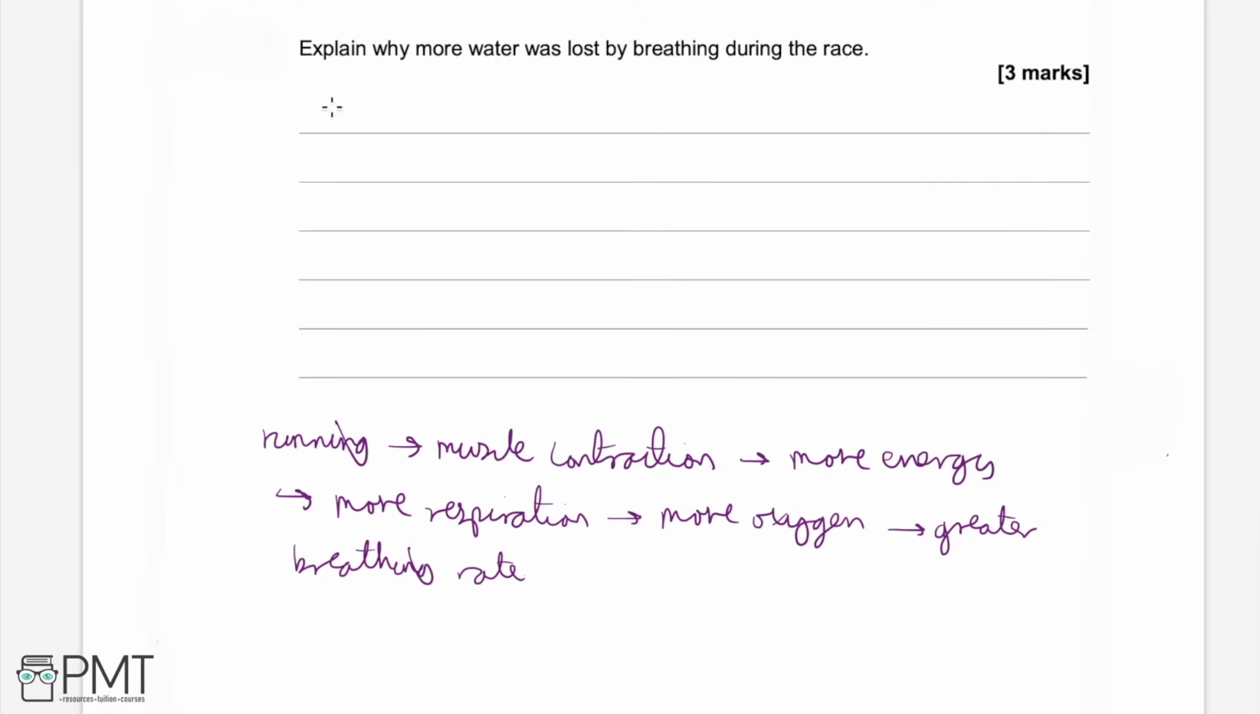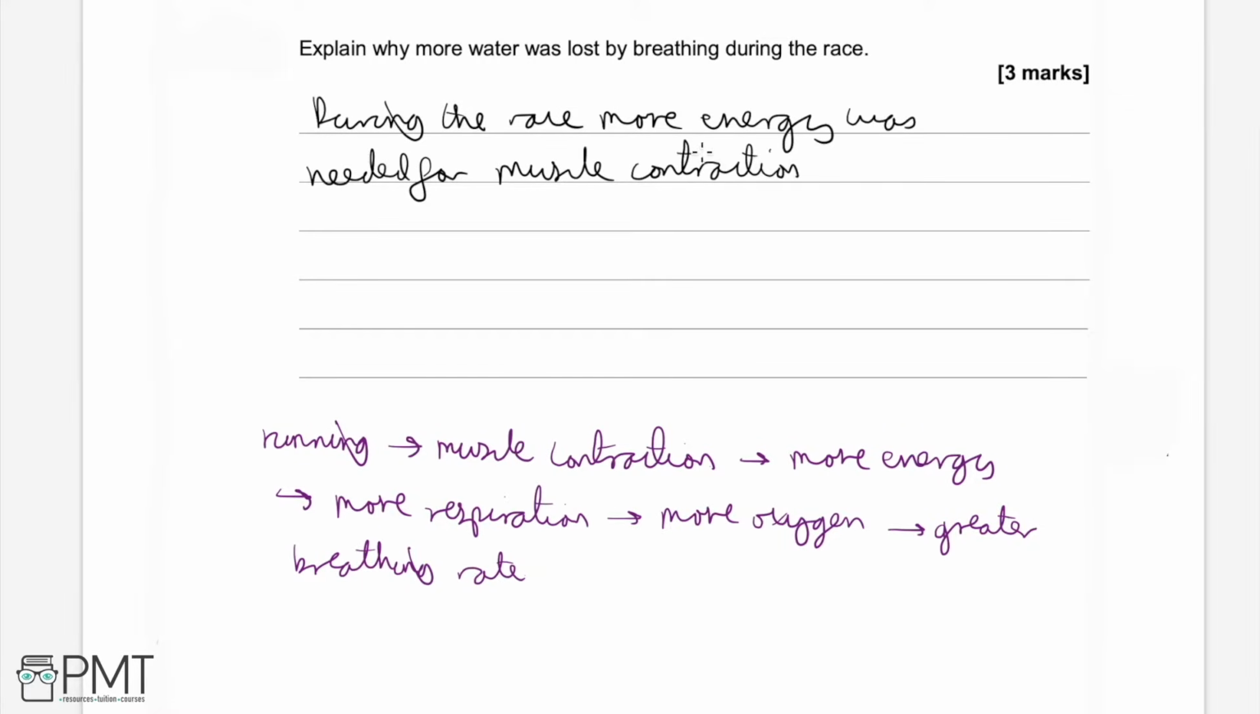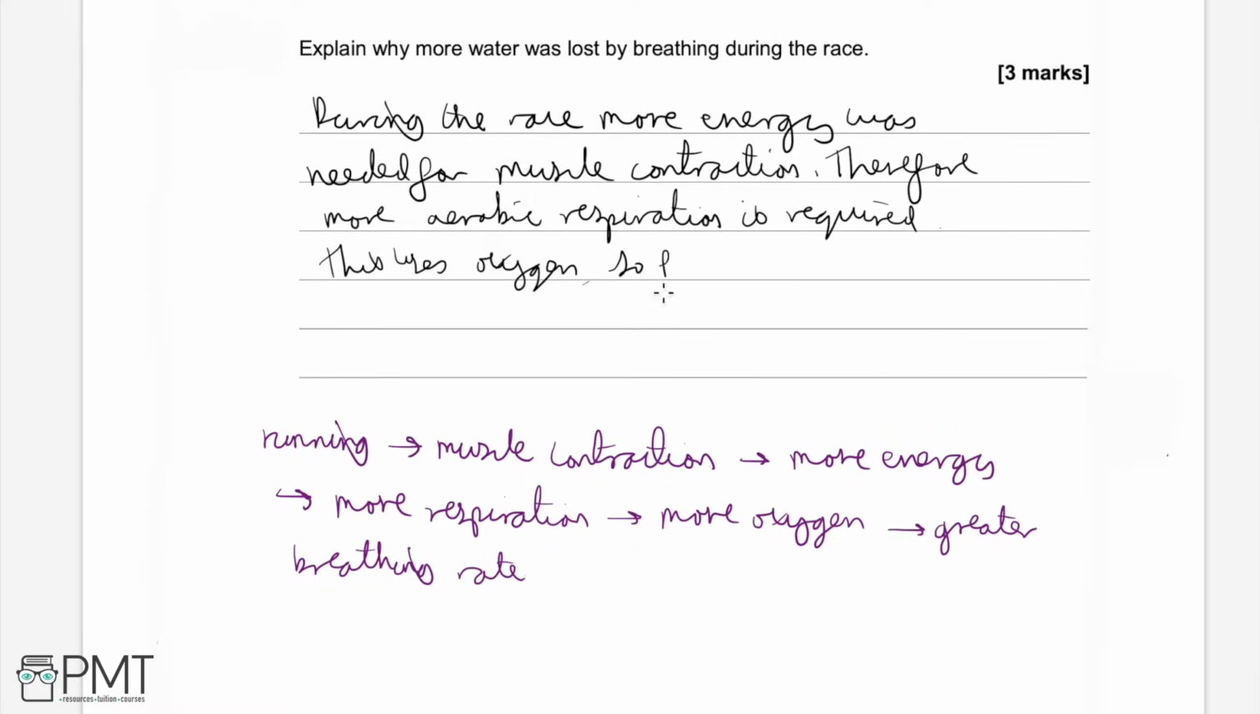Thus answering the question. During the race, more energy was needed for muscle contraction. Therefore, more aerobic respiration is required, since this is the process that produces energy for muscle contraction. This uses oxygen, so a faster breathing rate was necessary to take up more O2. The marks here come first of all from talking about more energy being needed, then for saying that aerobic respiration is required for this energy, and finally for saying that a faster breath rate is required to supply more O2.